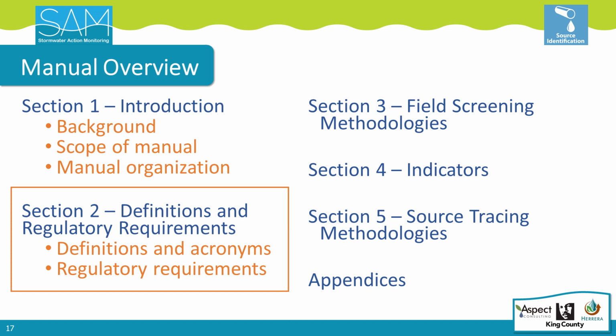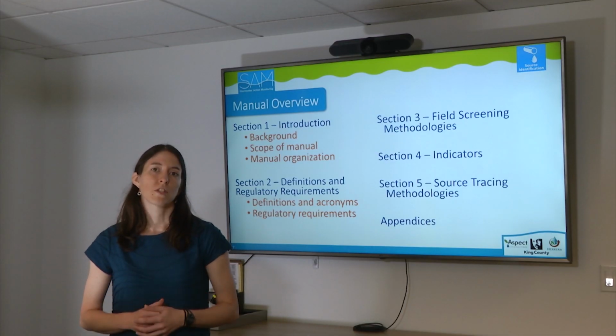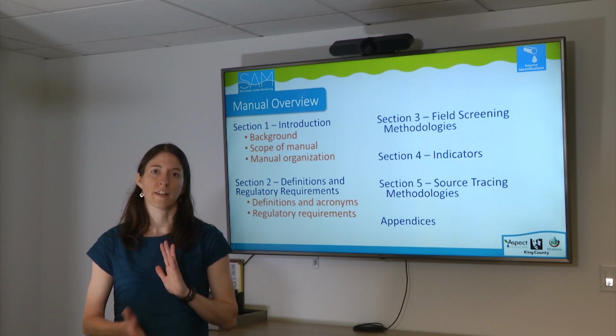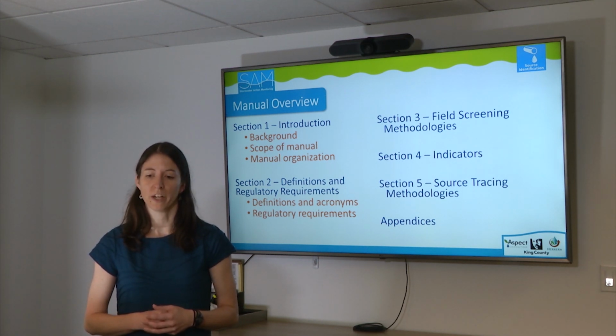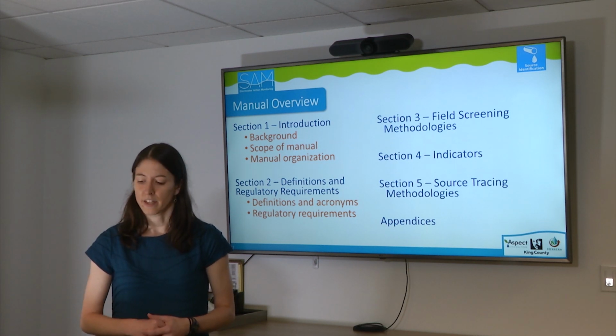And then really the meat of the manual is sections 3, 4, and 5, which we'll be focusing most of our time on today. The field screening methodologies in section 3, the indicators in section 4, and the source tracing methodologies in section 5. Section 6 are the references, a pretty short section, and then section 7 is new. That's an index. So there's a section at the end that you can use to help navigate your way throughout the manual. And then we have a series of 7 appendices at the end of the manual.